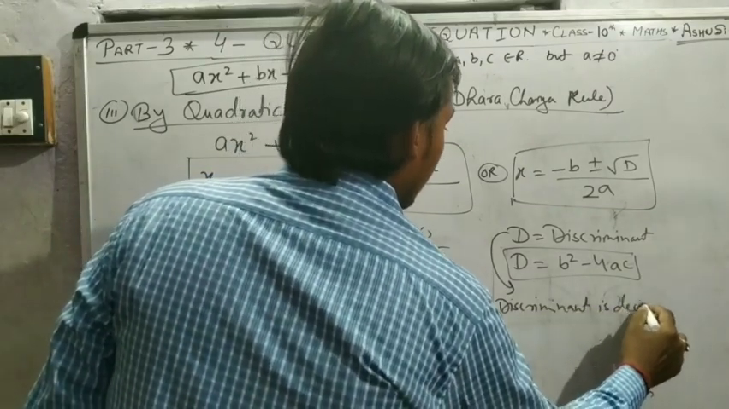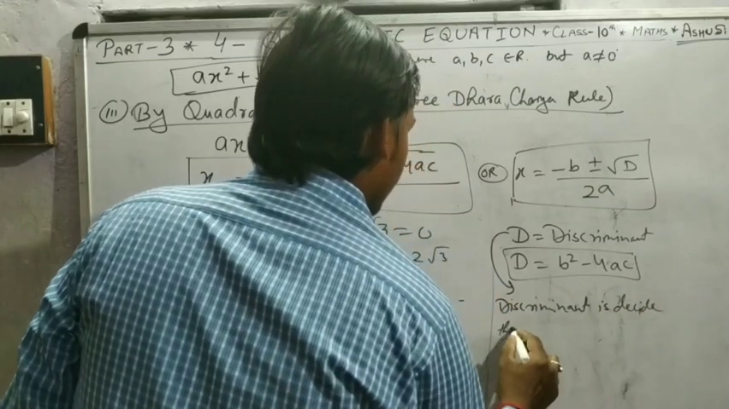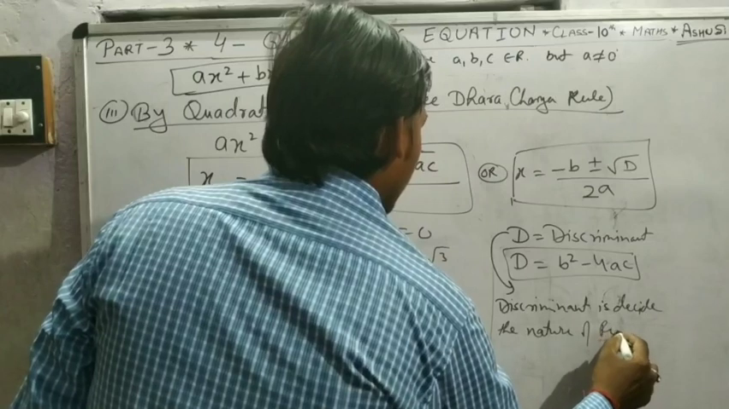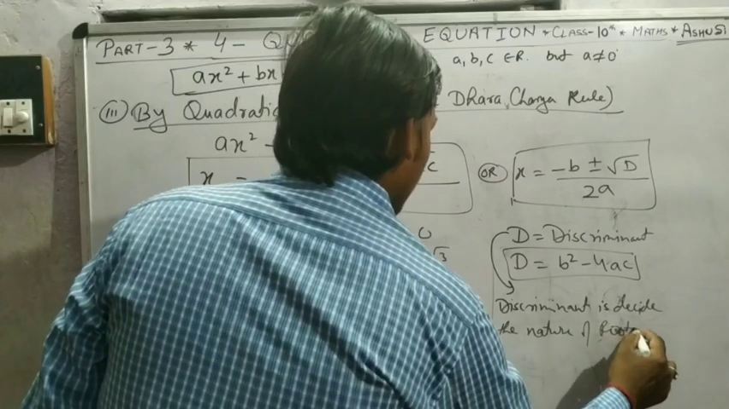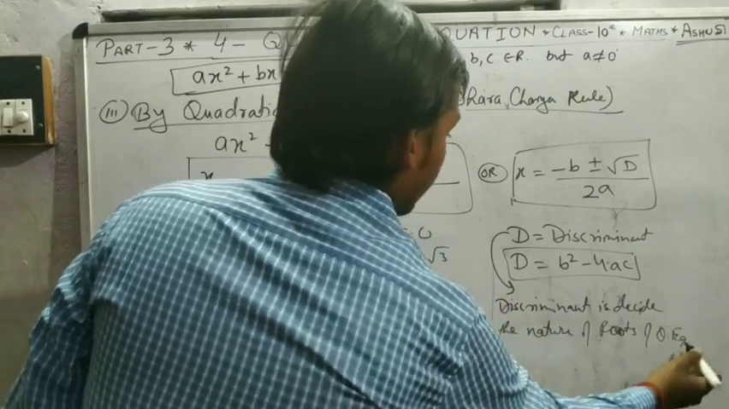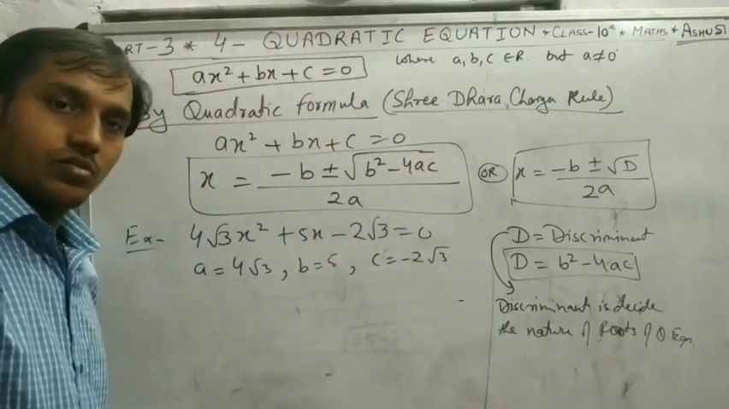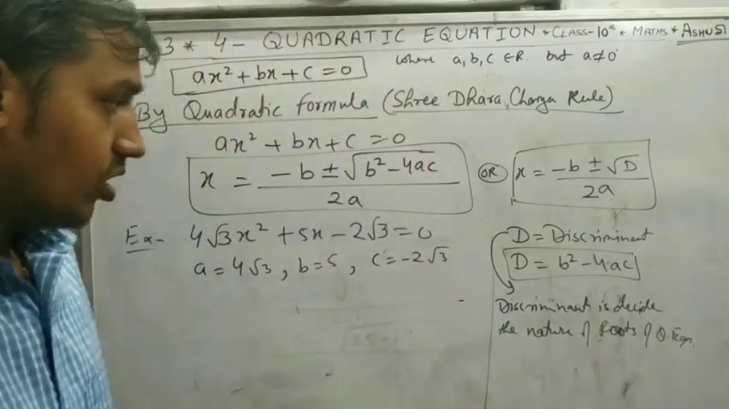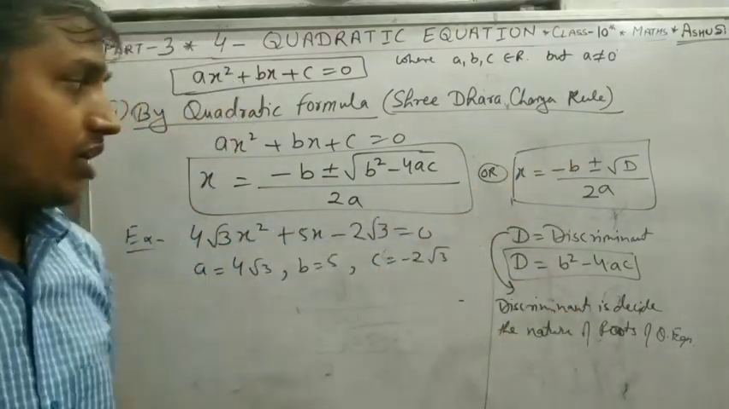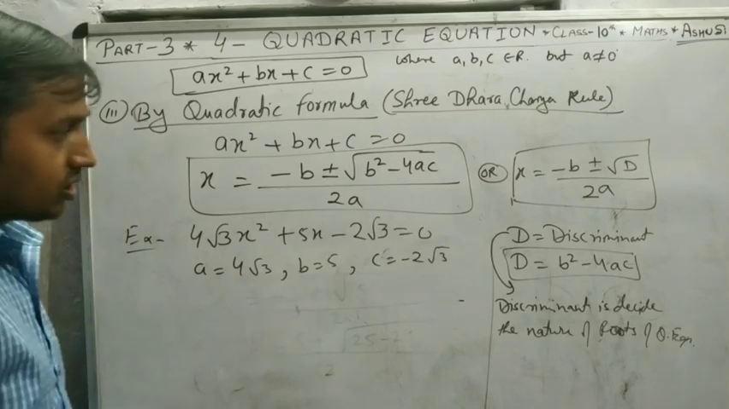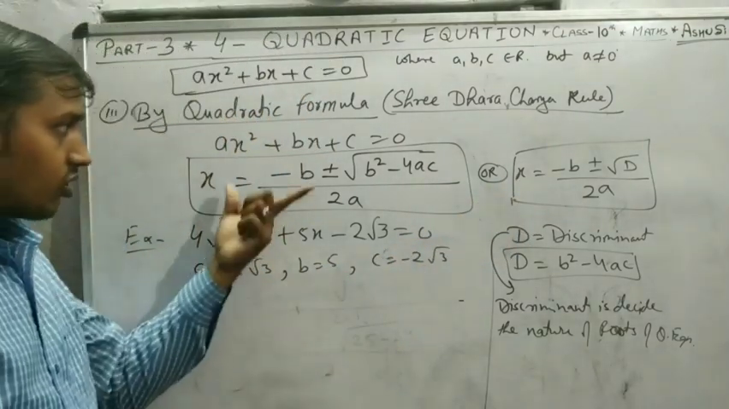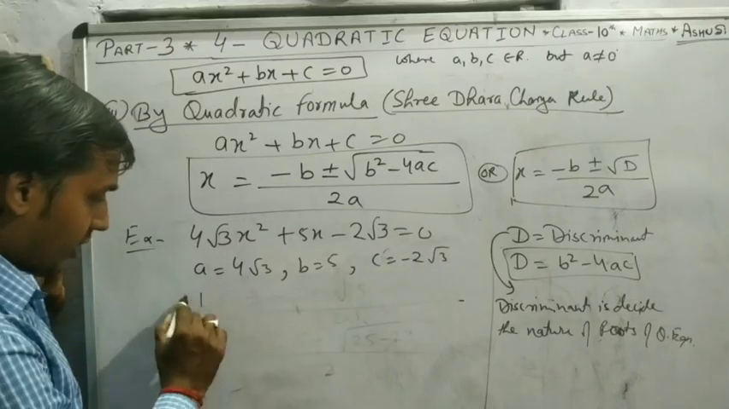decides the nature of roots of the quadratic equation. Okay, so we will explain in the next video what this is. First, we use this formula to find the roots of the quadratic equation by using the quadratic formula. So first we find the D.